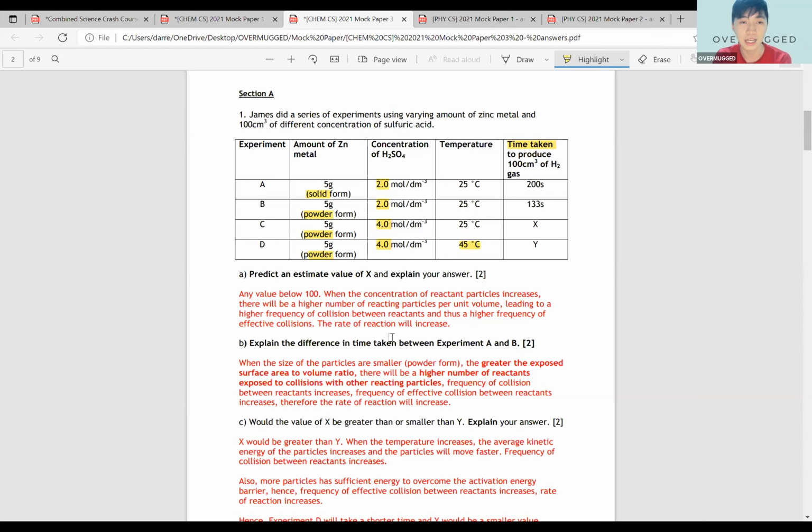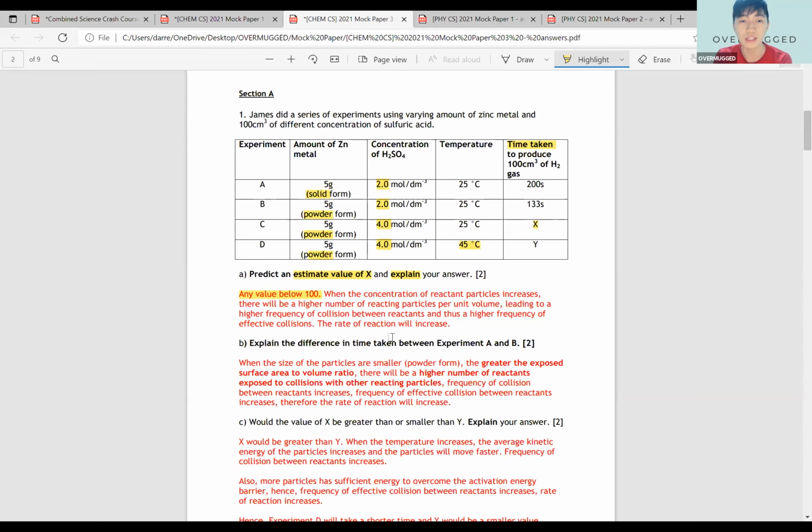Okay, now let's take a look at the question. First, they ask us to predict a value and to explain it. So between B and C, take a look. It's still powdered form. Temperature is the same. But I use a higher concentration of sulfuric acid. So what do you expect X to be like? You expect the rate of reaction to be faster, which means you expect the time taken to be lesser. So any value below 100 is reasonable, okay?